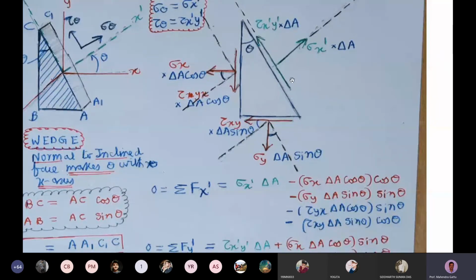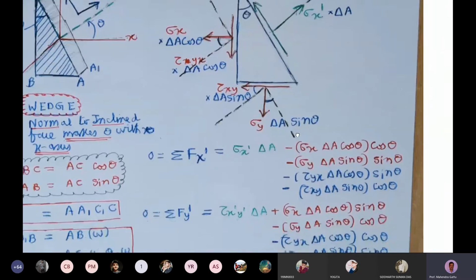Similarly, we can find sigma Fy prime, that is force equilibrium in the y prime direction. For the y prime direction, the normal component will have 0 contribution, and we have tau x prime y prime delta A along the y prime direction, and sigma x delta A cos theta into sin theta, that will be the component in the y prime direction. And for sigma y delta A sin theta into cos theta, it will be acting in the opposite direction. So we have sigma x delta A cos theta sin theta, and we will have that minus sign, minus sigma y delta A sin theta cos theta.